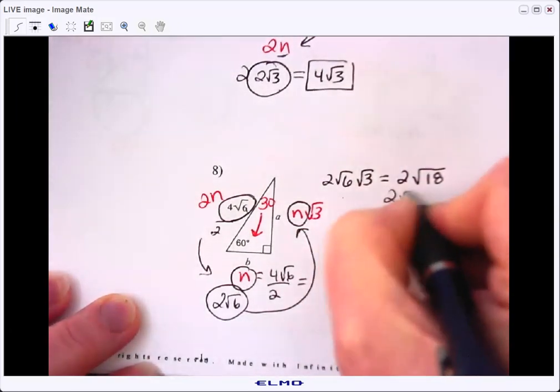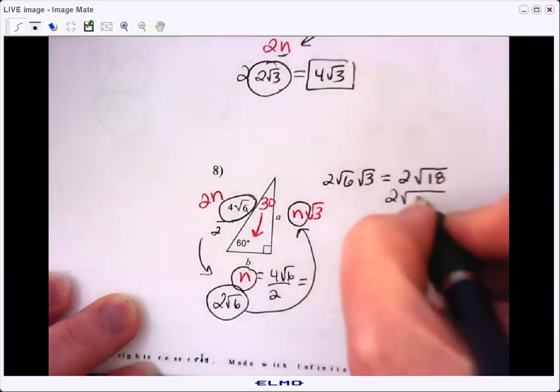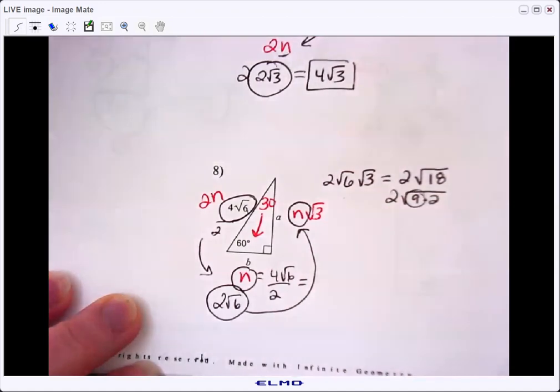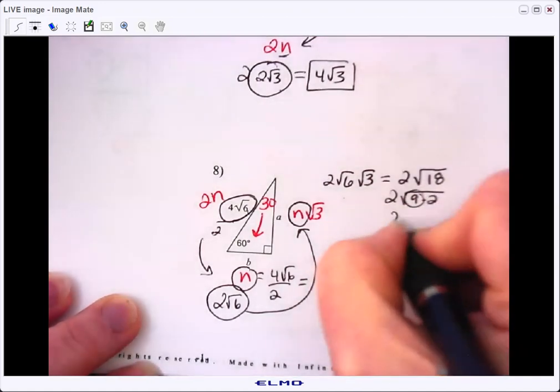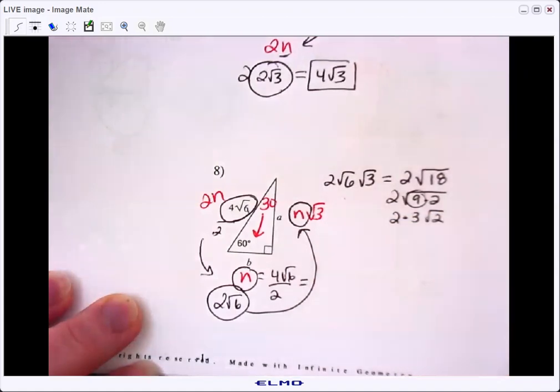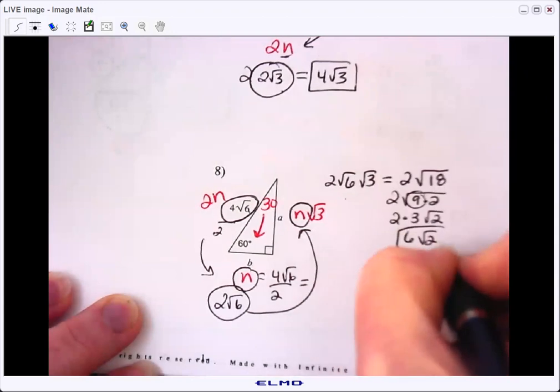So we have 2. What is 18? What goes into 18? 9 times 2. What's the square root of 9? 3. So 2 times 3. The leftover root 2. And 2 times 3 is 6 root 2. And you're done.